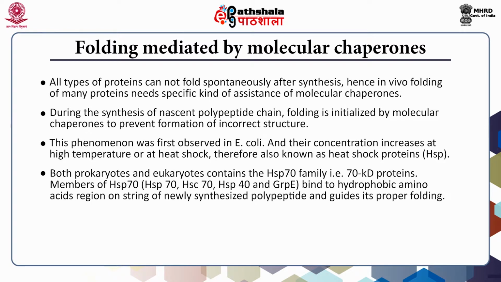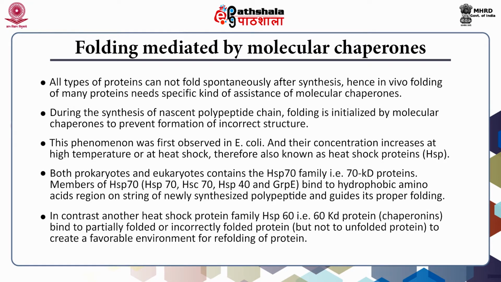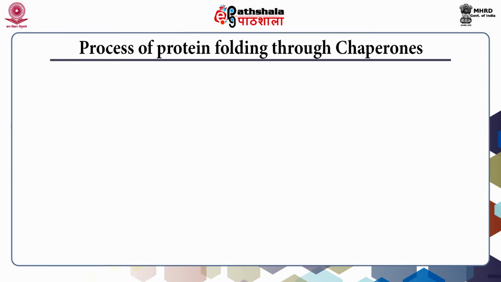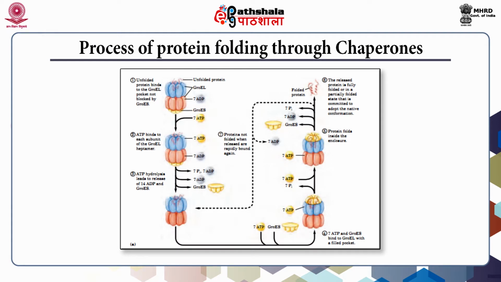Both prokaryotes and eukaryotes contain the HSP70 family, that is, the 70 kilodalton proteins. Members of HSP70 bind to hydrophobic amino acid regions on a string of newly synthesized polypeptide and guide its proper folding. In contrast, another heat shock protein family, HSP60, binds to partially folded or incorrectly folded protein to create a favorable environment for refolding of the protein. This slide shows a graphical presentation of the process of protein folding through chaperones.